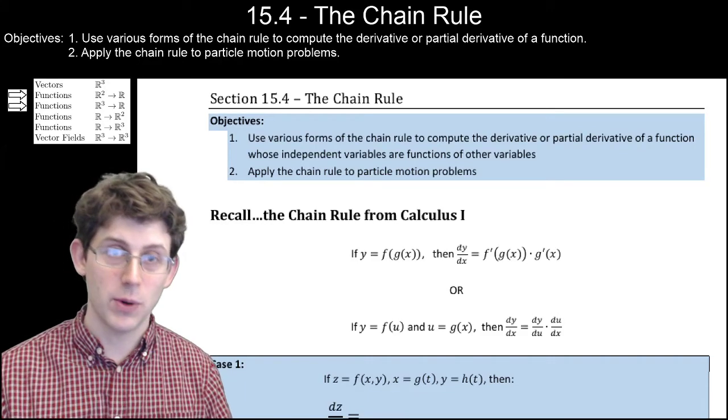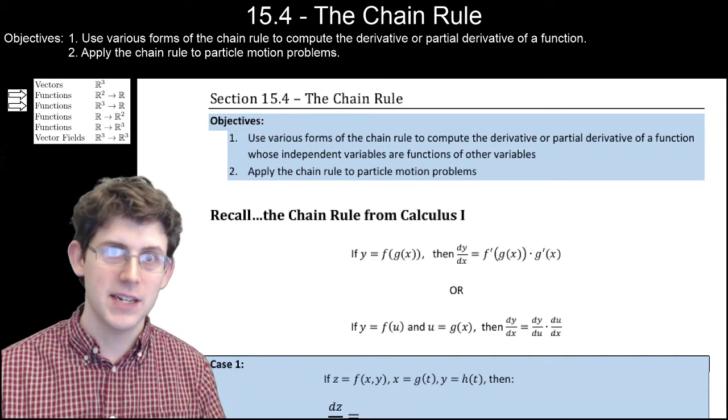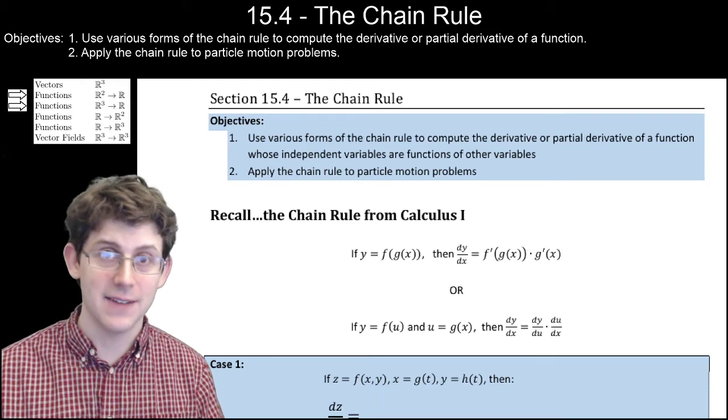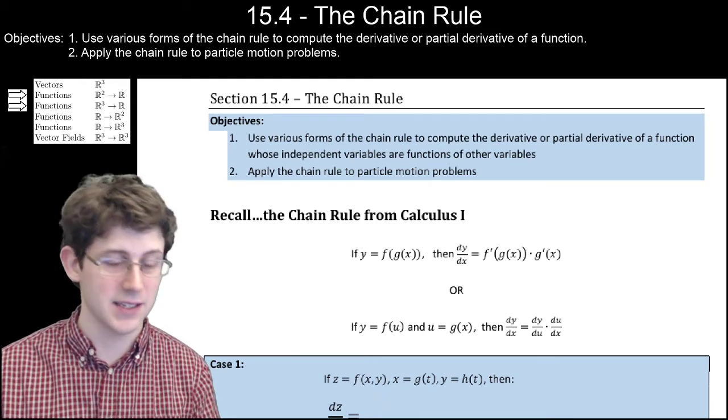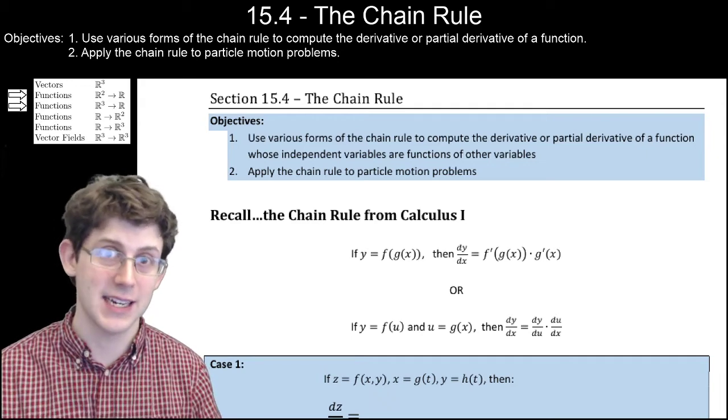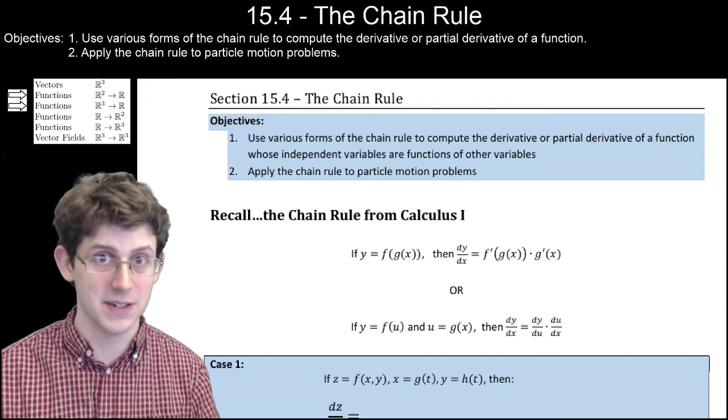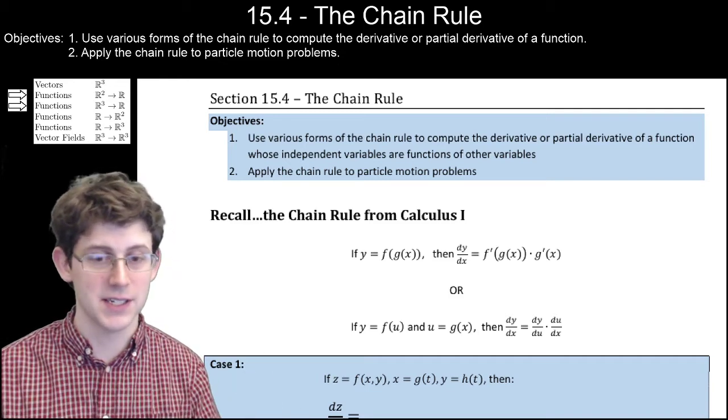This is section 15.4, the chain rule. The chain rule is the most powerful rule that we have to take the derivatives of functions of single variables. We use it all the time in Calculus 1 and Calculus 2, and we've even been using it in the last couple sections where we're taking derivatives of more complicated functions.